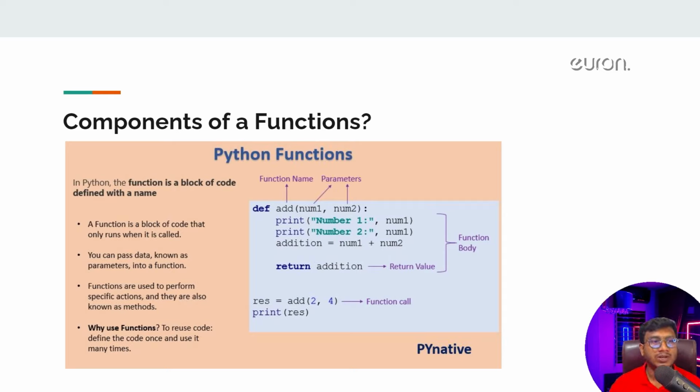You can see there are some components of a function. See, that's how your function looks inside Python. So whenever you want to define a function, first of all, you have to use this particular keyword called def. Def is short for definition. You are defining a function.